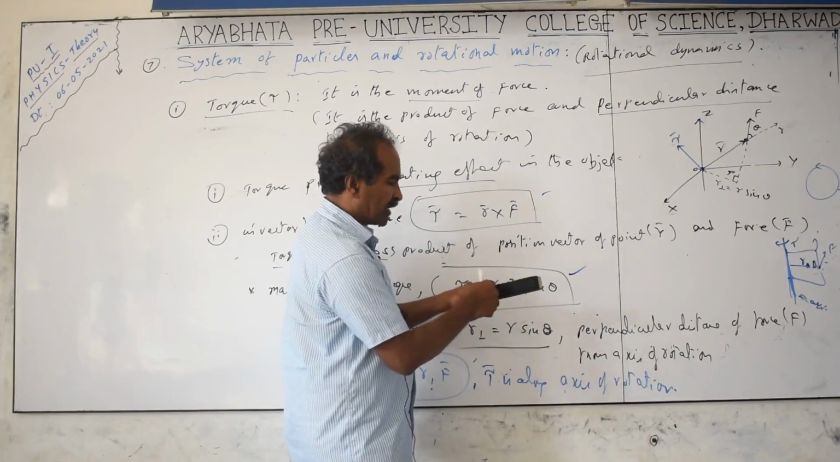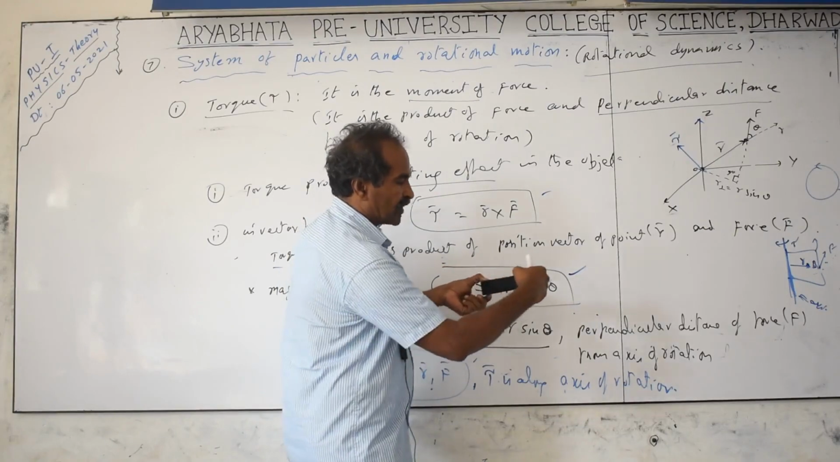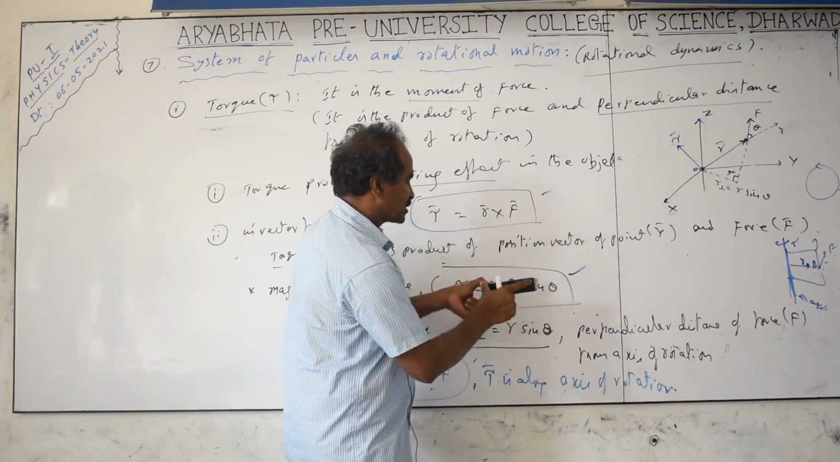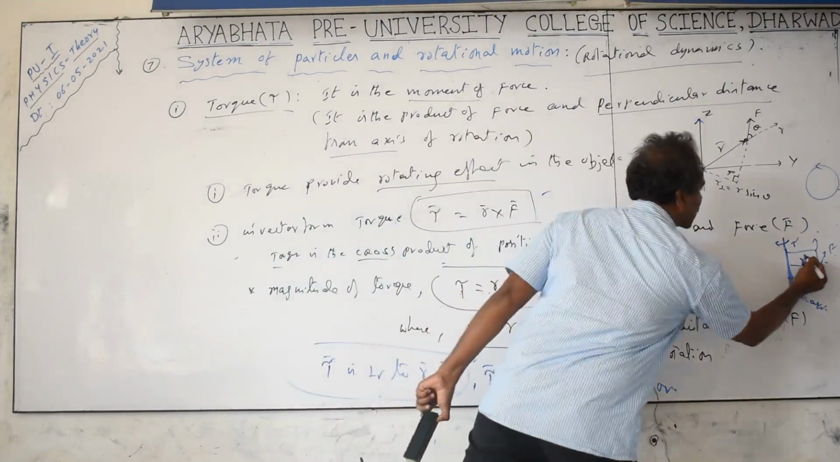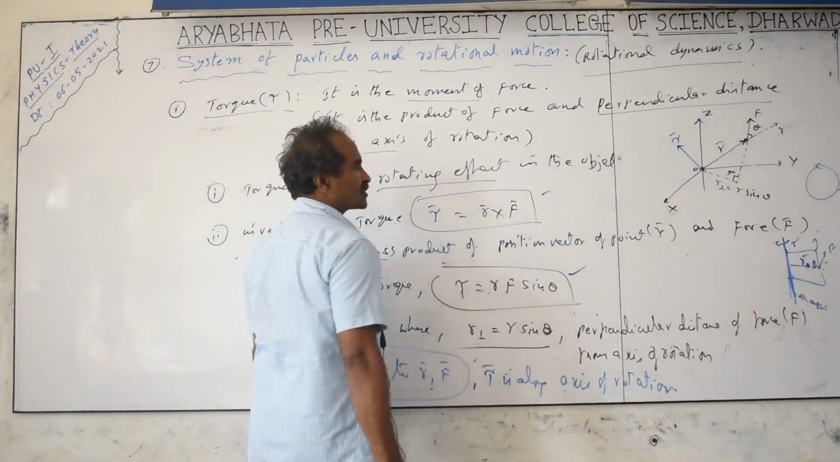That means the handle should not be provided near the axis. The handle should be provided far away from the axis. That means r is more. When the handles are provided far away from the axis, r is more. When r increases, torque also increases.